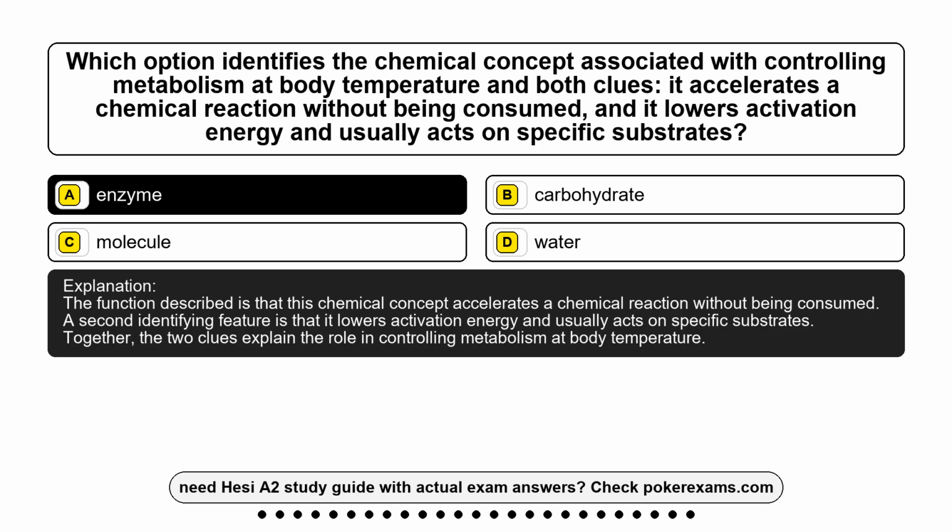The function described is that this chemical concept accelerates a chemical reaction without being consumed. A second identifying feature is that it lowers activation energy and usually acts on specific substrates. Together, the two clues explain the role in controlling metabolism at body temperature.